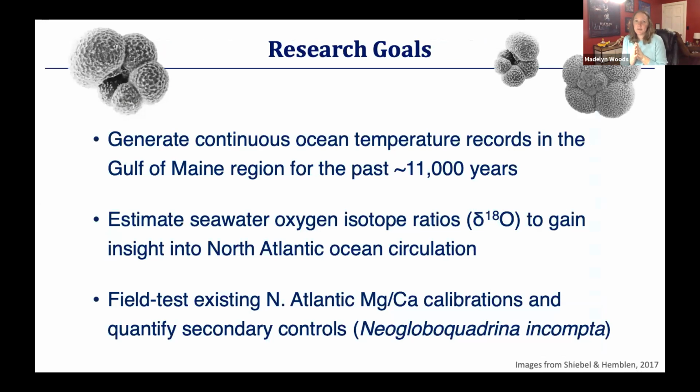So I have 3 research goals. First and foremost, I want to generate continuous ocean temperature records in the Gulf of Maine region for the past 11,000 years. I also want to estimate the seawater oxygen isotope ratios to gain insight into the ocean circulation in the Western North Atlantic. And I also want to field test existing magnesium to calcium proxy calibrations in the North Atlantic, and if I can, quantify secondary controls on the relationship using the species Neogloboquadrina incompta.